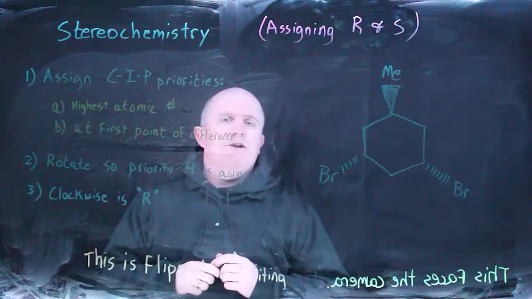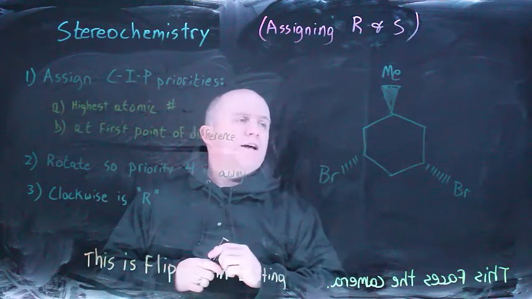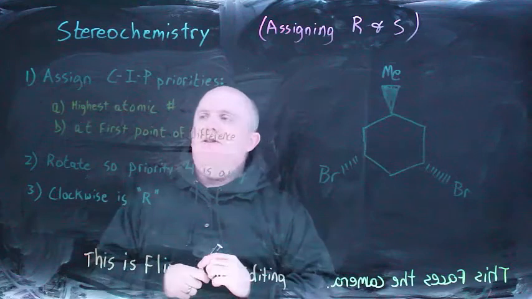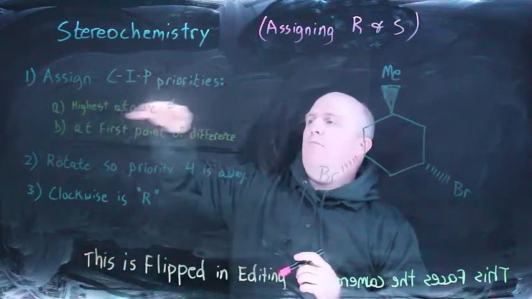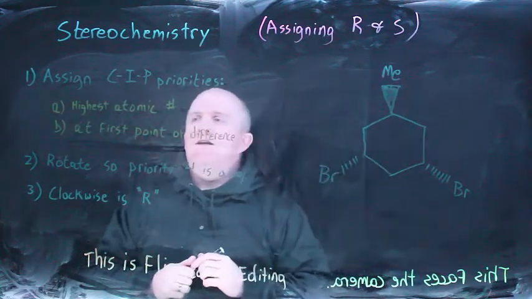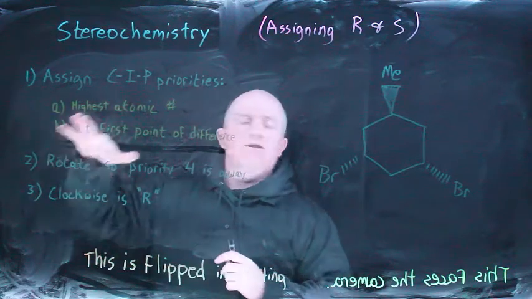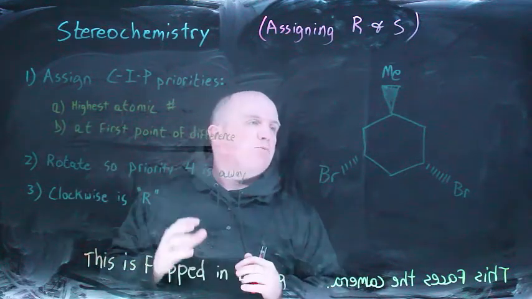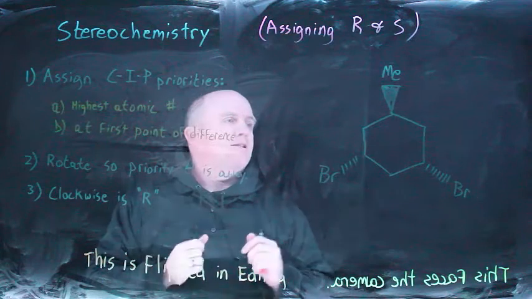Okay, slightly trickier problem. Again, we're going to be deciding R and S, and now we have a molecule that looks like this. This is going to be one where both of the Cahn-Ingold-Prelog rules come into play, where you need to pay attention both to the highest atomic number and at the first point of difference, and so on. And let's go ahead and assign this.